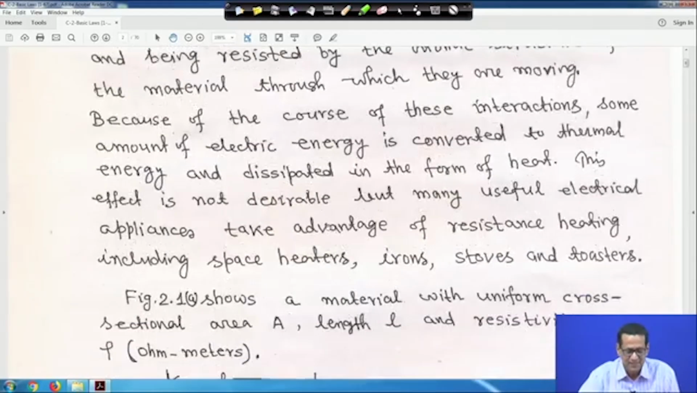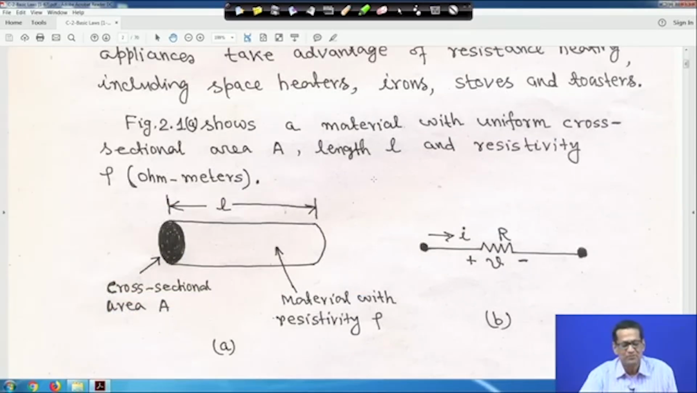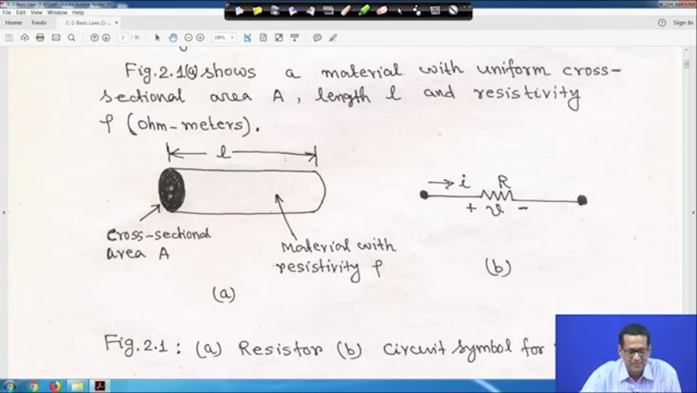If you see figure 2.1(a), it shows a material with uniform cross-sectional area A, length L and resistivity rho, in ohm meters. Uniform cross section is like a cylindrical shape, like wires, and this length is L and the cross-sectional area is A. It is circular, the material has resistivity rho, and this is the symbol of the resistance, and this is the current entering, with the plus and minus terminals.